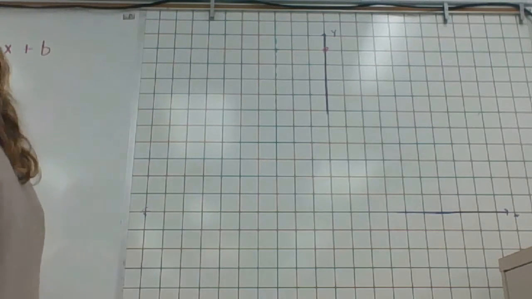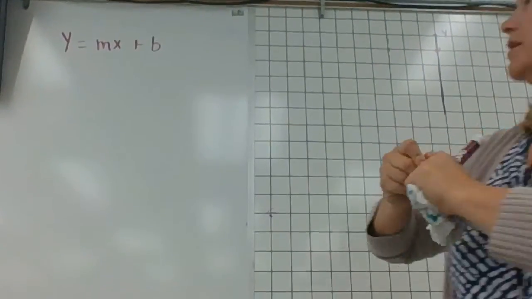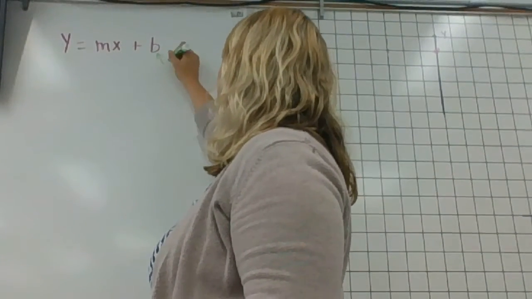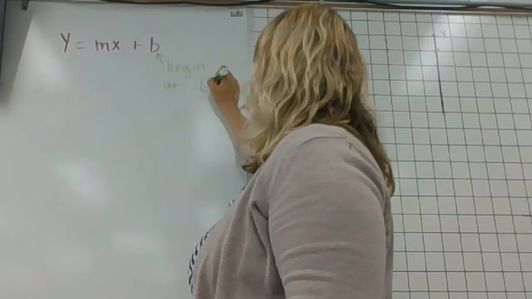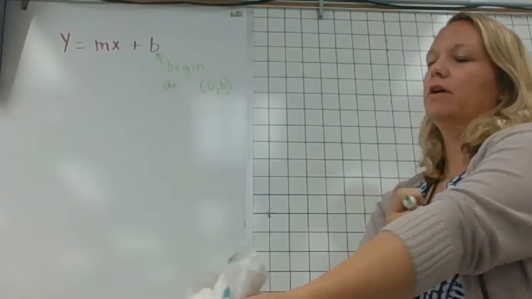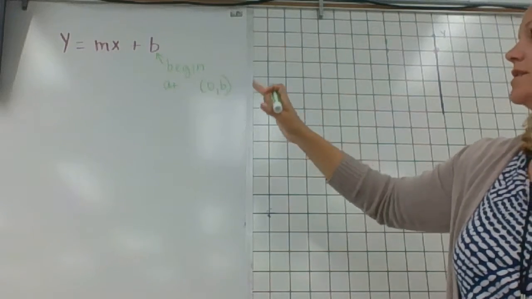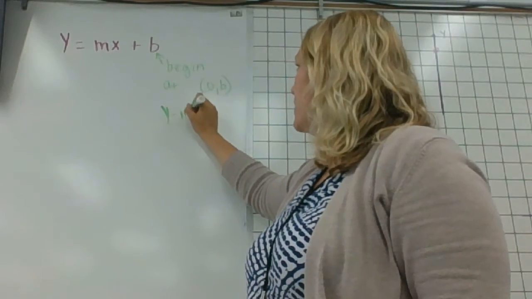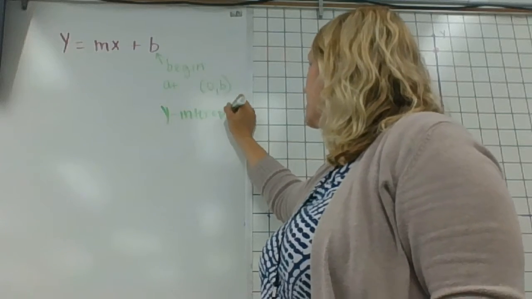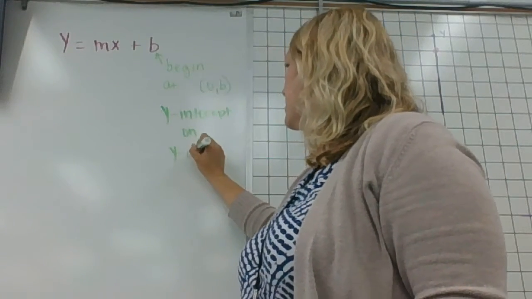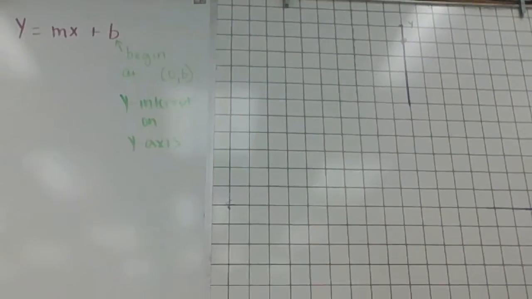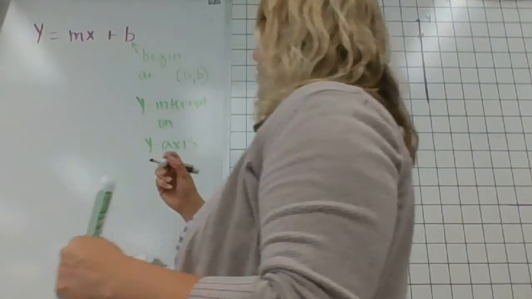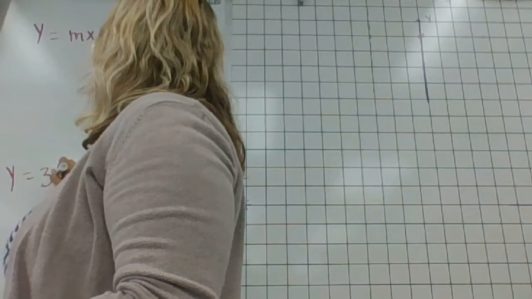Alright, so this is a slope-intercept equation. Remember that the B is where you begin. You begin at whatever number is in this spot, and it's 0, B. Whatever that number is, it's a y-intercept, so it's on the y-axis. So I'll start my graph for this equation at 0, -3. I'm sorry, 0, -4.